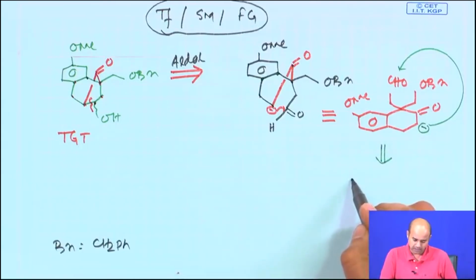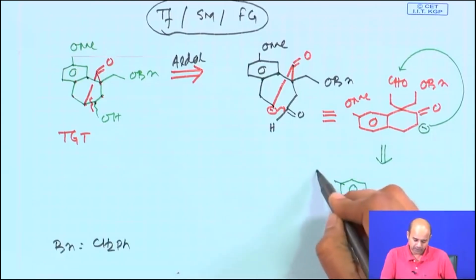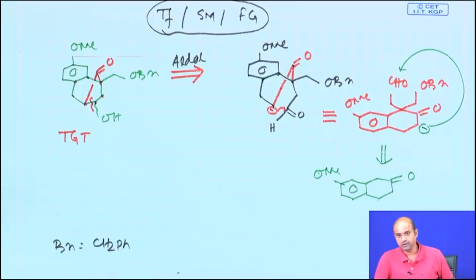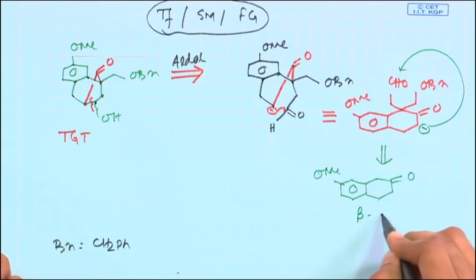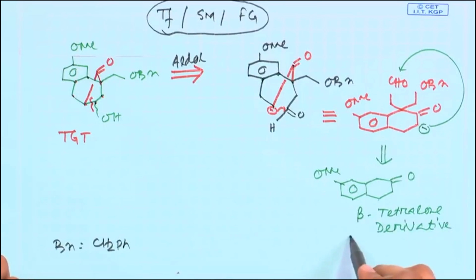Now, it looks quite comfortable, and then probably you can design a very straightforward retro based on a known starting material. This starting material is known, it is 1, 2, 3, 4, 5, 6, 7, 7-methoxy beta tetralone. That was already known, and probably this is a beta tetralone derivative. It is also a commercially available beta tetralone derivative. It could serve as a very good starting material.